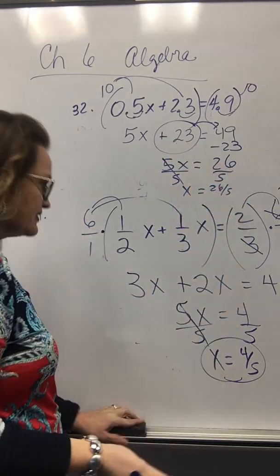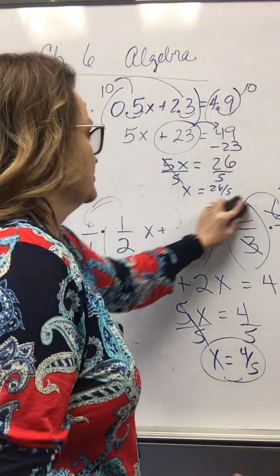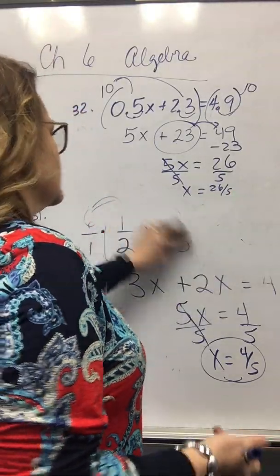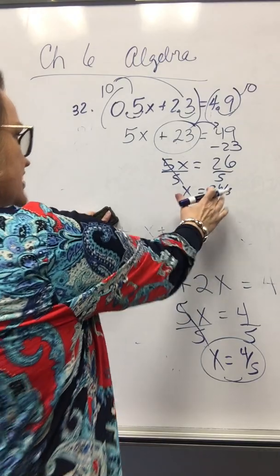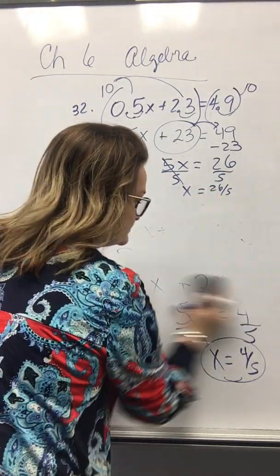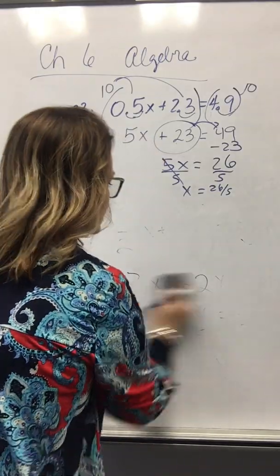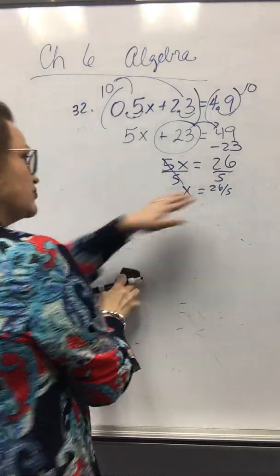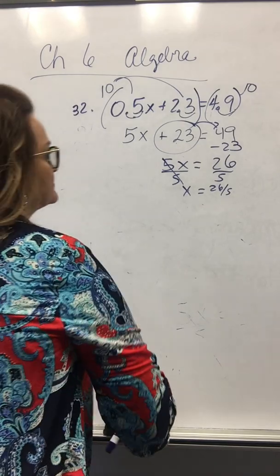26/5, and we can leave it like that, and usually we do, that's the best way to leave it, or we can make it mixed, but usually that's good. Always reduce though if there's a common factor, if they're both divisible by 2 or something, always reduce it that way. But improper is fine for what we're doing.